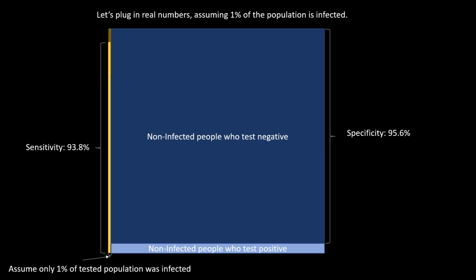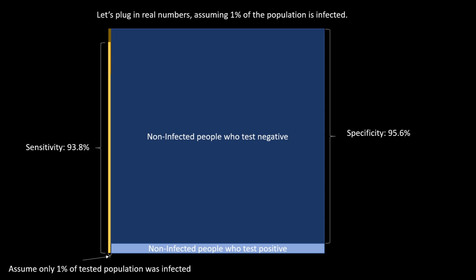So let's give a real-world example. Let's plug in real numbers, assuming that 1% of the population is infected with the coronavirus. Now, the latest antibody test has been rated as having a sensitivity of 93.8% and a specificity of 95.6%. If you remember, sensitivity is the number of people who test positive given that they are infected, and specificity is the number of people who test negative given that they are not infected. So we assume that only 1% of the tested population was infected.